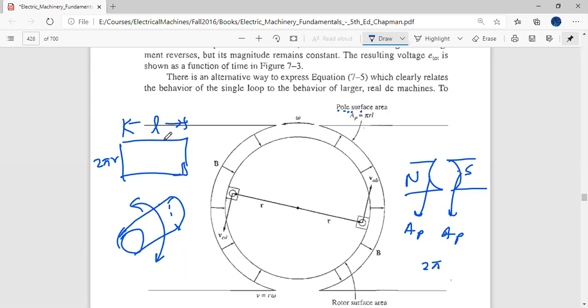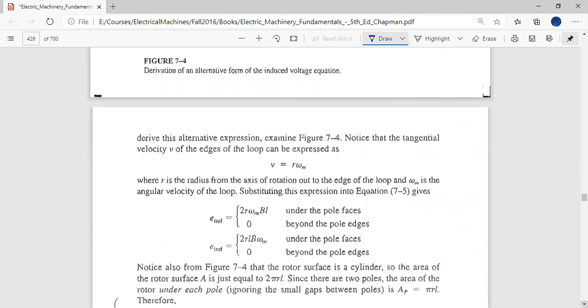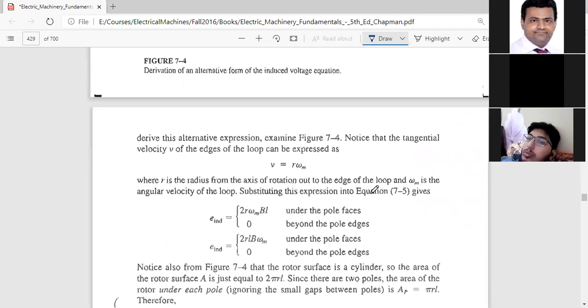So this is the length of the sides AB or sides CD, and this 2 pi r is the circumference of the cylinder. One pole area will be equal to half of this, so it will be pi times r times L. So the surface area of the south pole is pi r L, and the surface area of the north pole is pi r L. So if we substitute this expression over here, and we substitute the fact that V is equal to omega r.